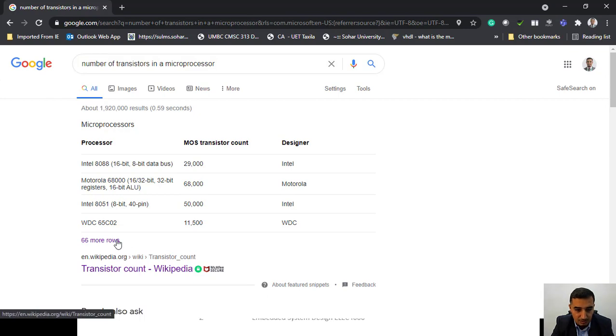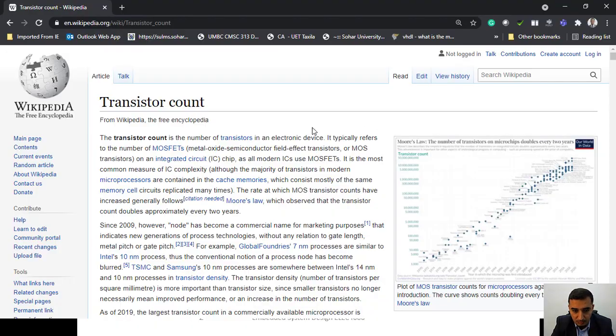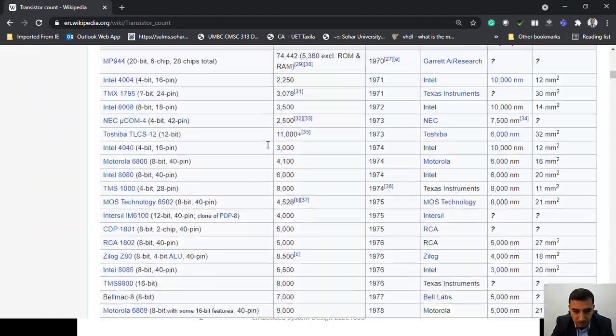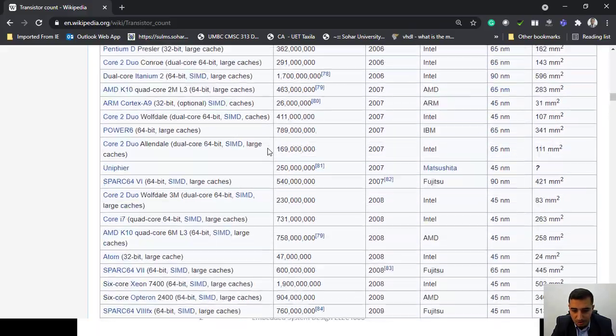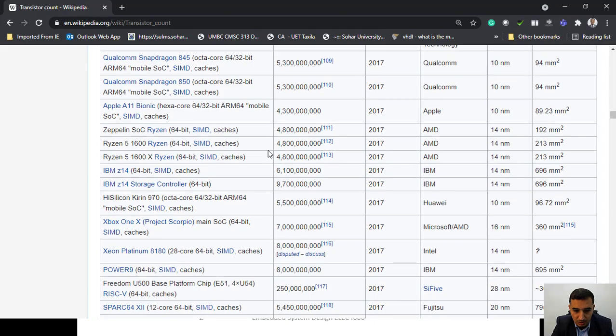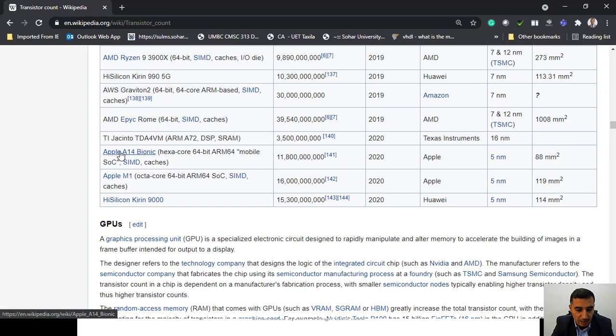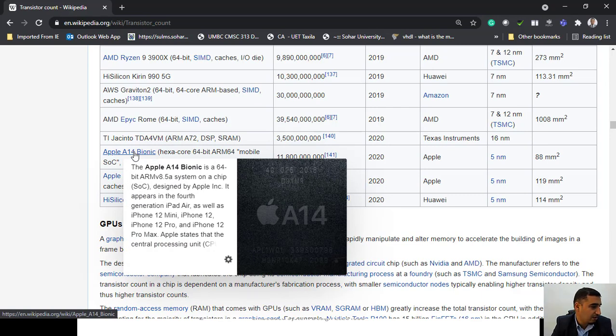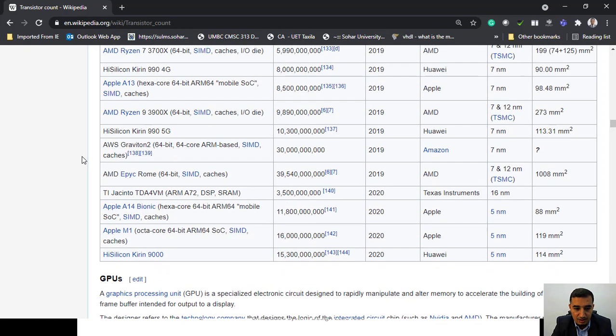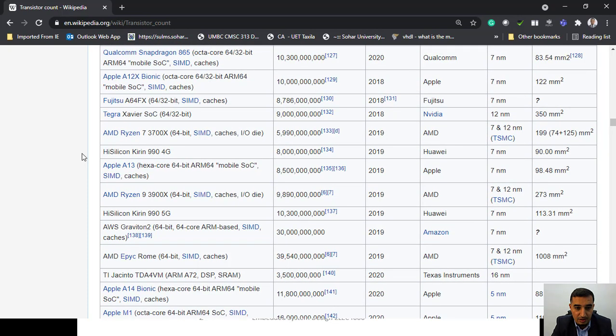See this result. I want to show you here, there's a table. Let's go down to a microcontroller, which is very common nowadays. Let's go to 2020. Okay, the Apple A14 Bionic. This chip has 11,800,000,000 transistors, and this is the size of the chip. So you can see that these chips are having more and more transistors.